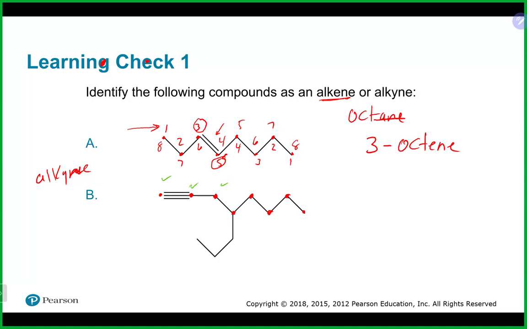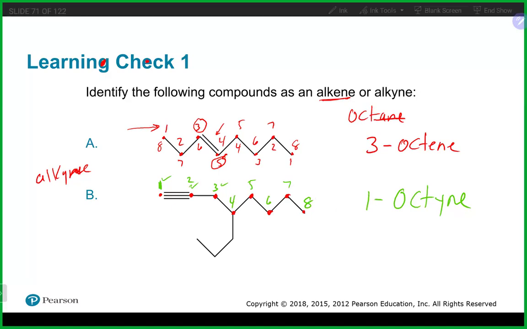So one, two, three, four, five, six, seven, eight, still going to be based off of octane, but this will be octyne. We could probably imagine at this point where our triple bond should be numbered. Going left to right would definitely give me a one, and we're not going to beat it going any other way. So that's going to be a one, a two, a three, a four, a five, a six, a seven, an eight. That's going to be a 1-octyne.